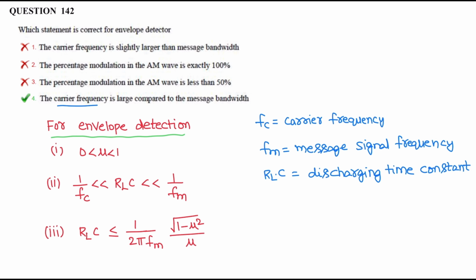The carrier frequency is very large. It is slightly larger than message bandwidth. This is incorrect. Percentage modulation index is less than 100%. It is not exactly that. And percentage modulation index of AM wave is less than 50%. It is not 50%. It is less than 100%. Therefore, correct answer is option 4.